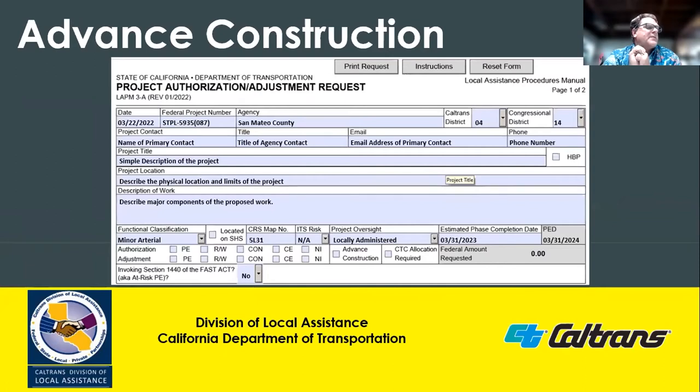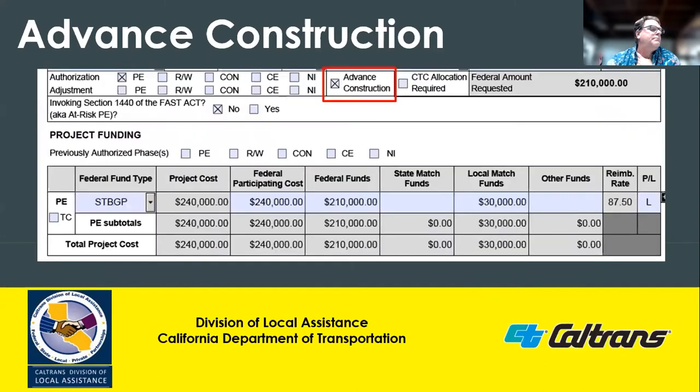The use of advanced construction is noted on the LAPM 3A. When it comes to the project funding on the LAPM 3A, it is completed the same way as if federal funds were actually being authorized.